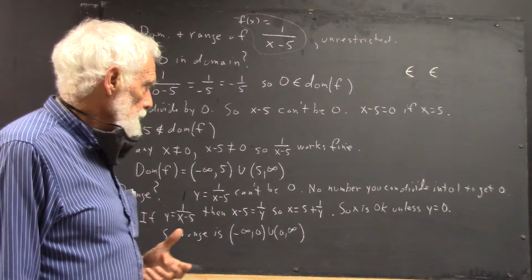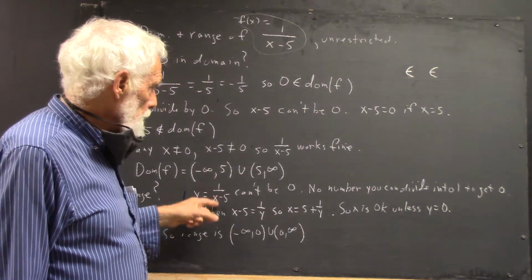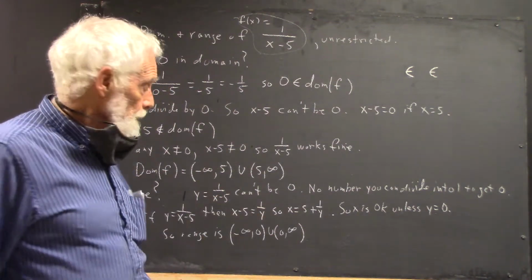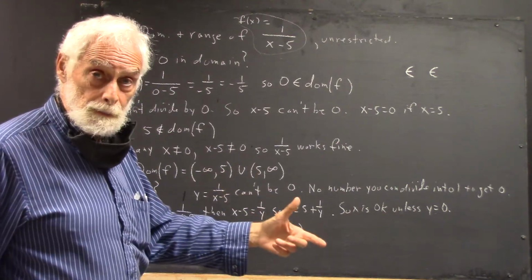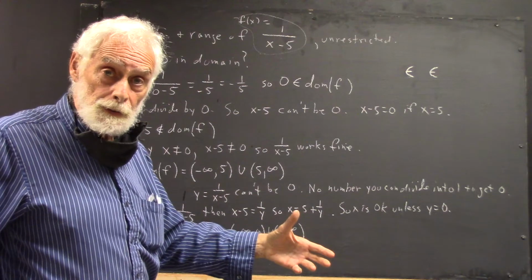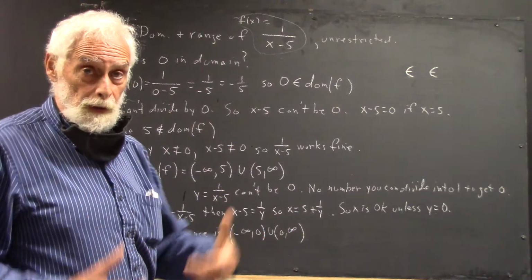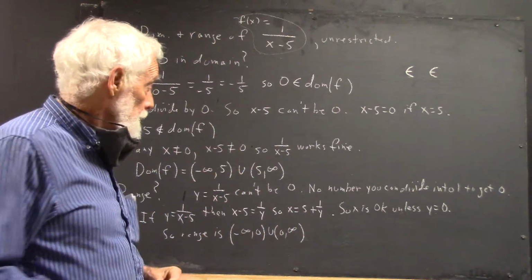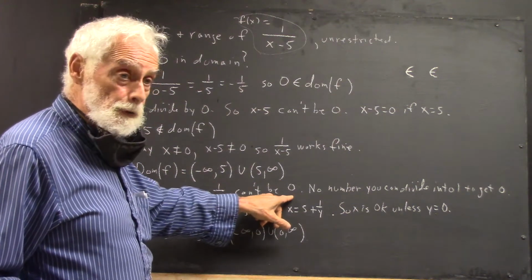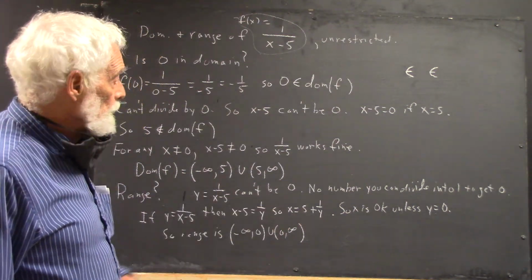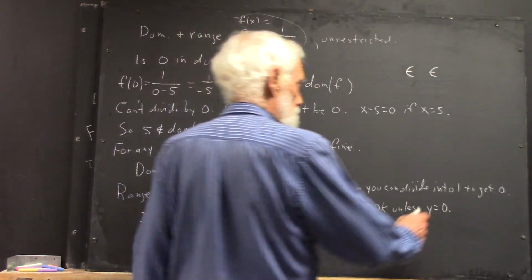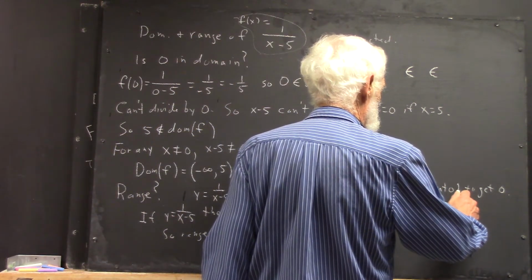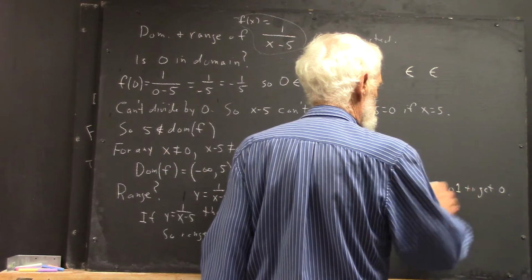Well, reason this out. 1 over x minus 5 can't be 0 because there's no number that you can divide into 1 to get 0. No matter how big the number is, you're going to get something when you divide into 1. It might be really tiny, but it's not going to be 0. Okay? There's no number you can divide into 1 to get 0.